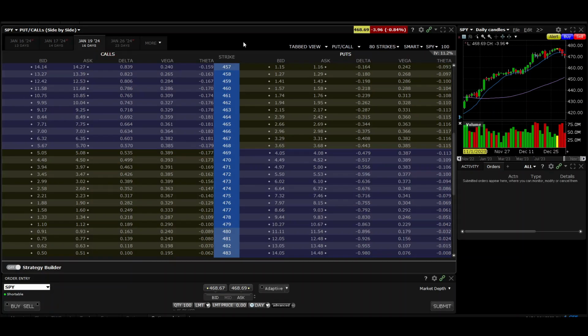Hey everyone, in this video I will try to explain how the options chain works with examples on Interactive Brokers Trader Workstation. So, what are options? Options are basically contracts that provide the holder with the right to either buy or sell the underlying security, which is usually a stock or an ETF.